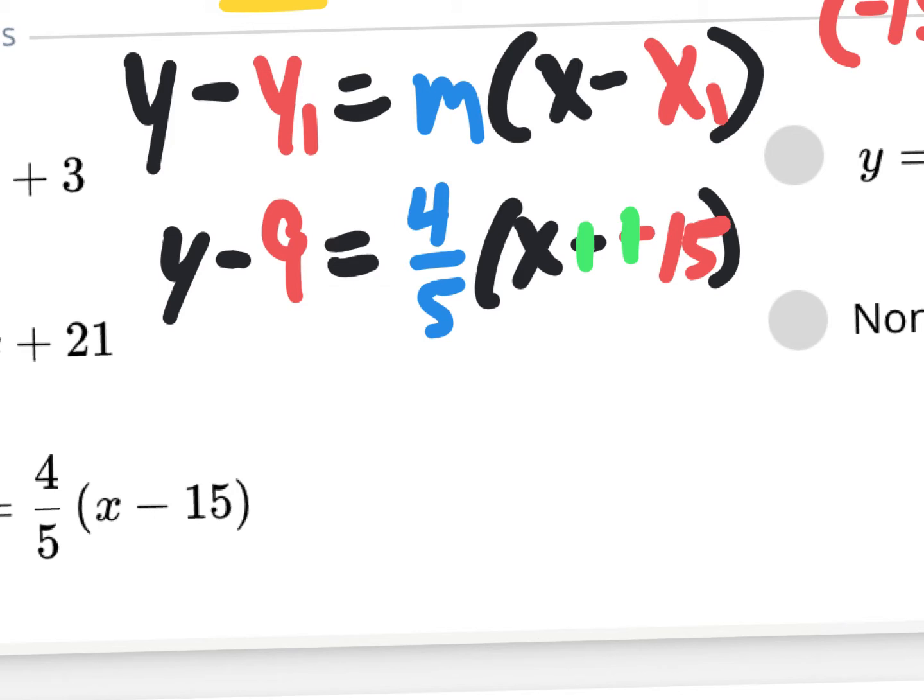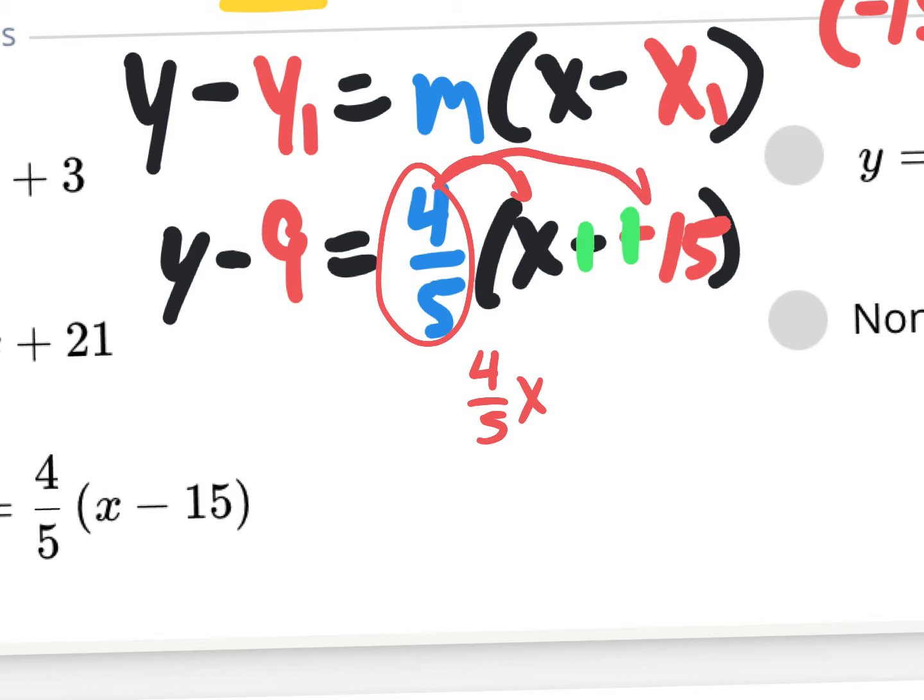Okay, so let's go 4/5 times x. Let's distribute 4/5 times x. You can't really do that, so just put it together. 4/5 x. I mean, you could do it. It's like there's no math to do. You just write them together. 4/5 times x is 4/5 x.